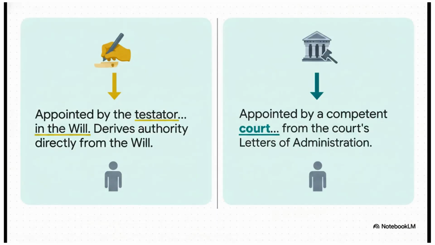If you remember one thing about these two roles, let it be the source of their authority. This is the critical distinction. An executor's power comes directly from the will. It's a personal appointment. But an administrator's power comes from the court through a formal document called the Letters of Administration. One is a personal trust, the other is a judicial appointment. That's the fundamental difference you have to know.